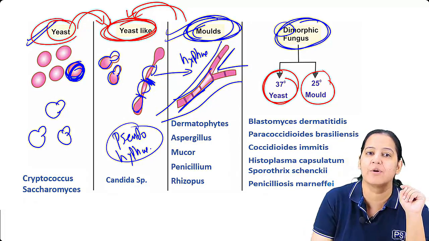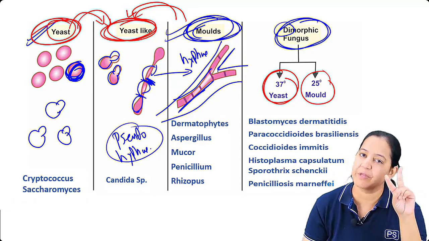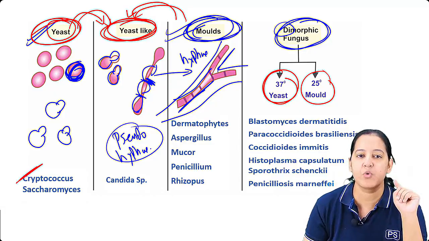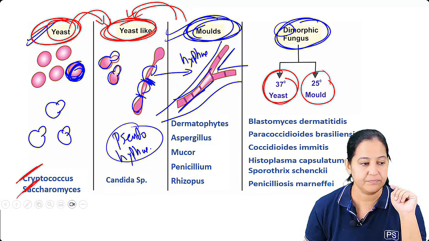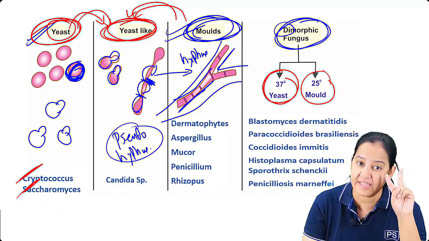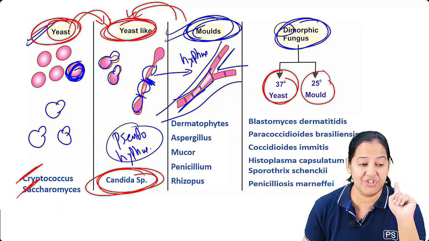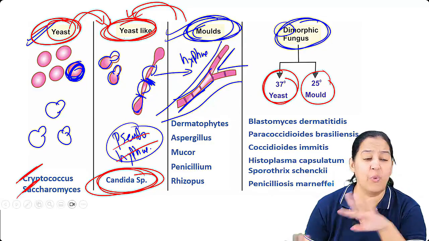So let me start with the yeast. In the yeast, we have only two examples. Learn the two examples: Cryptococcus and Saccharomyces. Cryptococcus and Saccharomyces are the two examples of the yeast. In yeast-like, only one example, Candida. In your question, if you are getting pseudo hyphae, the answer is going to be Candida.